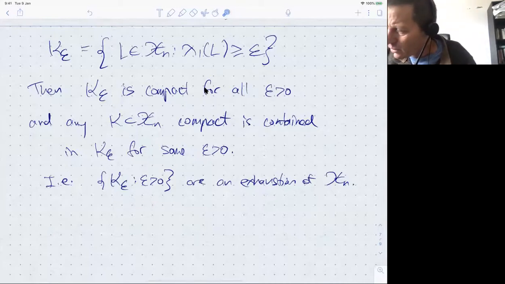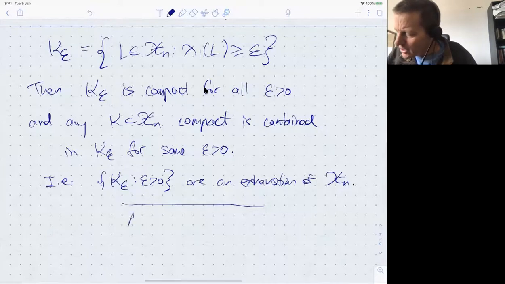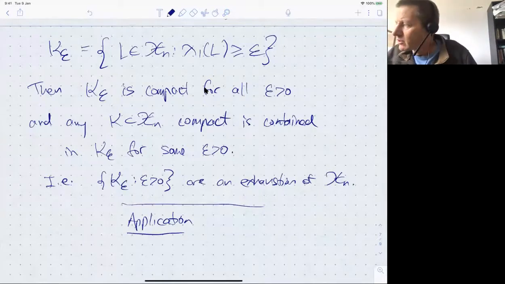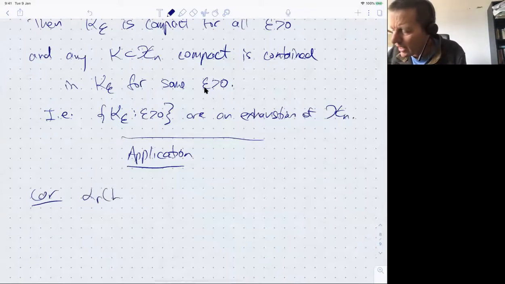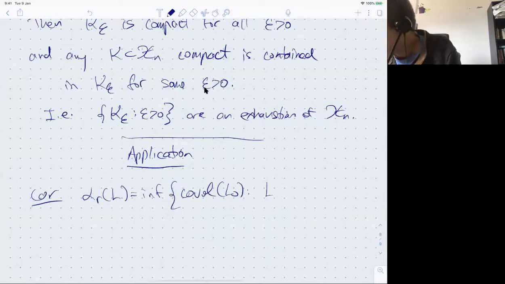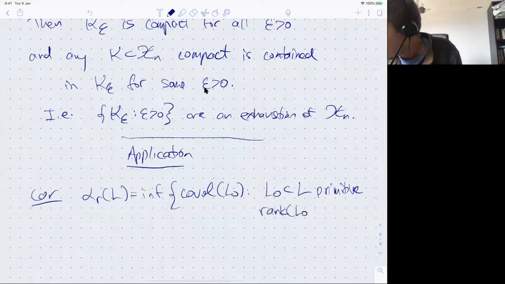Let's use it to talk about certain things, we have a little bit of unfinished business with things we were discussing previously. So applications, let's just show one application, but it's sort of typical. So here's a corollary. We had a notation, alpha r of L was the infimum of the covolume of L0, where L0 is a primitive subgroup of L of rank r.